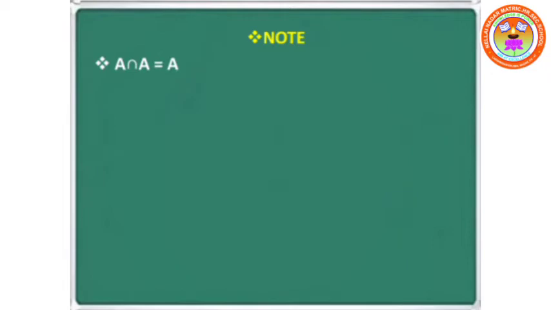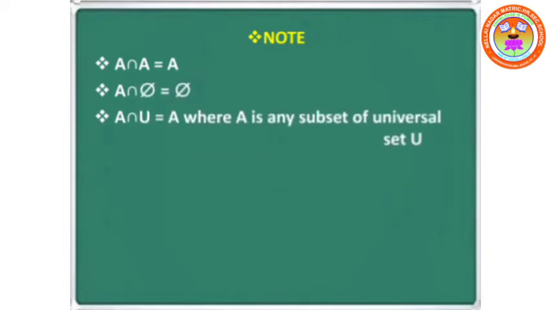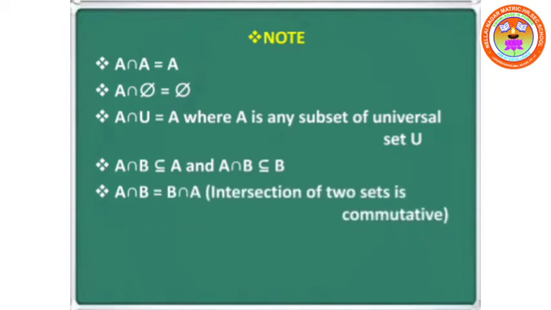A intersection A is A. A intersection empty set is empty. A intersection U is A. Here A is any subset of the universal set U. A intersection B is a subset of A, and also A intersection B is a subset of B. A intersection B is always B intersection A. This is called the commutative property for set intersection.